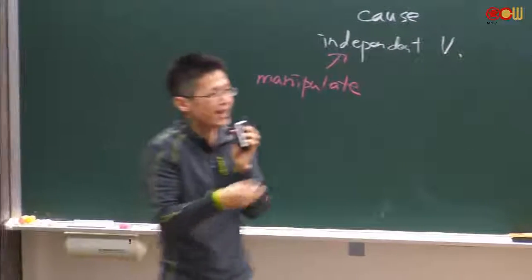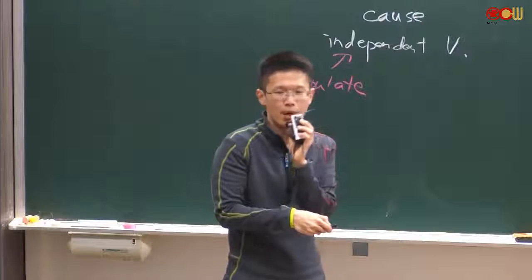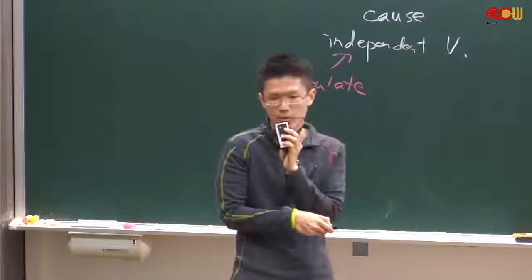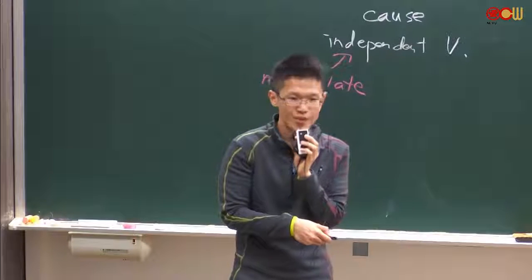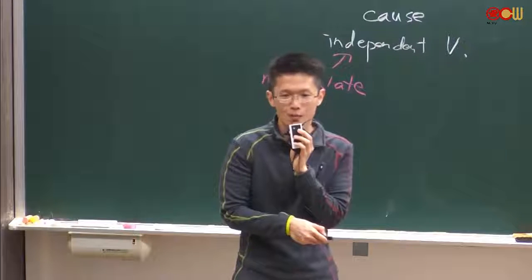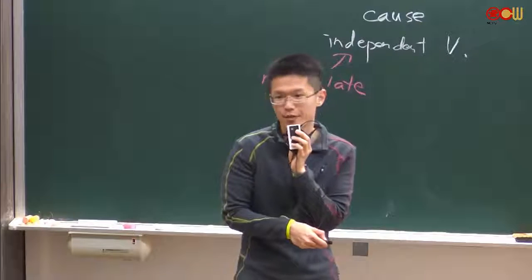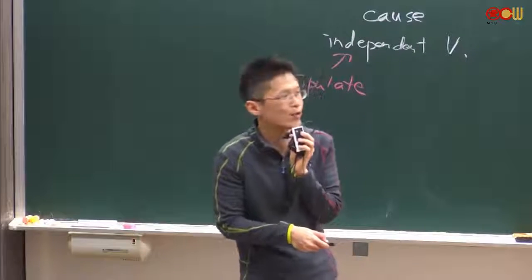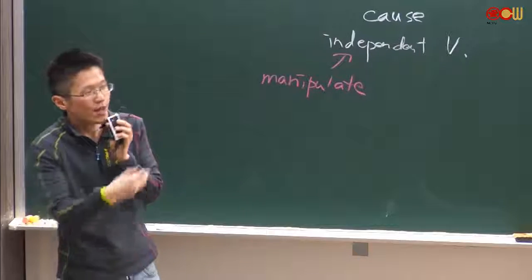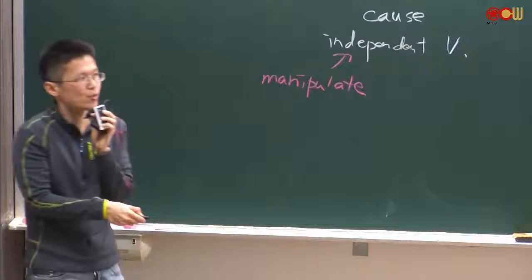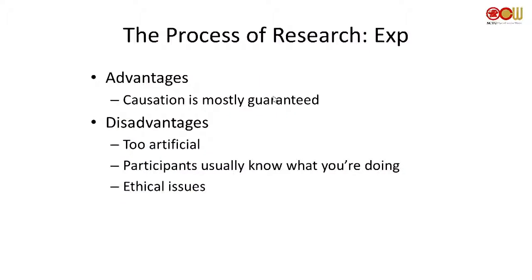Okay, if something can cause a permanent effect, of course you can't use a within subject design. Because once someone has watched a violent TV show, he will become violent for the rest of his life, for example. So of course you can't ask him to come back to the control group again. So there are some topics you just can't use within subject design. Okay, so these are the advantages and disadvantages of the experimental method.